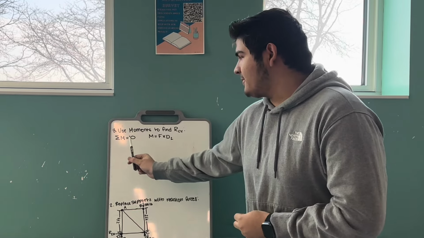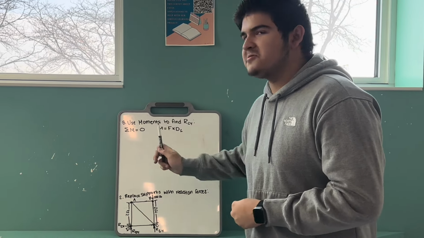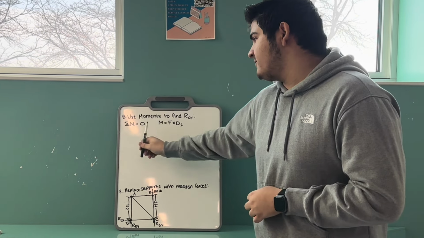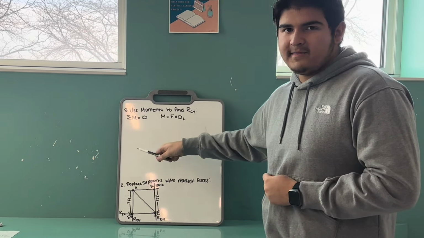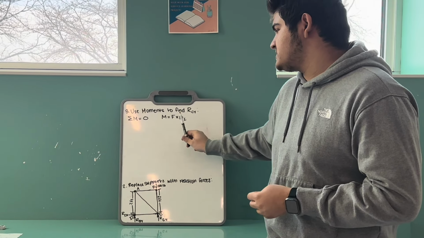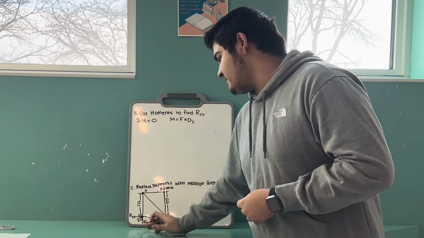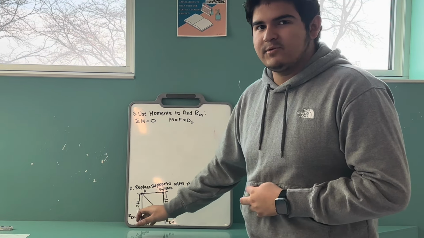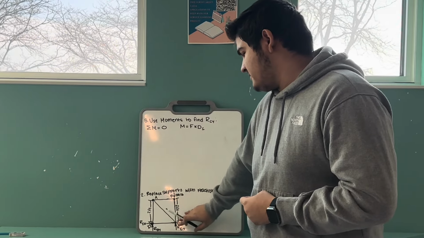Okay, so for step 3, we have to use the moments to find our RCY. In order to do that, we have to use our 2 equations. Our first one is the sum of the moments equals 0. To find these moments, we use the moment equation, which is the force times perpendicular distance. We're going to use joint D since it has the most unknowns, but since we aren't able to find the moments from there, we're just going to use all the other ones.